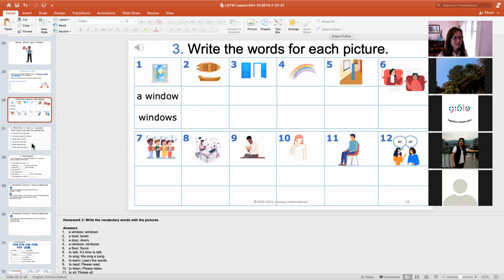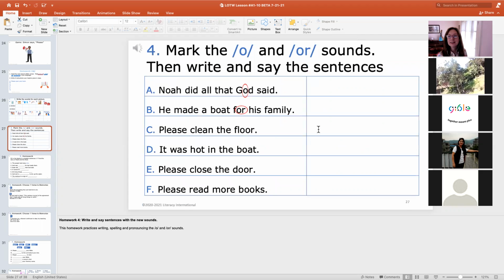Okay, let's go on to number 4. Uh-oh, what happened? Oh, sorry, I was annotating. I have to go back to my mouse. Here we go. So homework number 4 is practicing the sounds. And so in this lesson, we had the ah and or sounds.